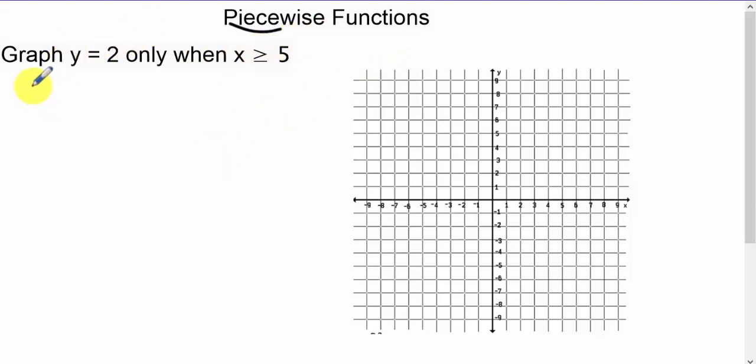If you look at the following command, graph the function y equals 2, but only when x is greater than or equal to 5. Well, where's x greater than or equal to 5? It's right here. Now I have to graph where y is equal to 2, which means I include that point and graph greater than or equal to 5. That's a line going this way. All right, so pretty easy command.